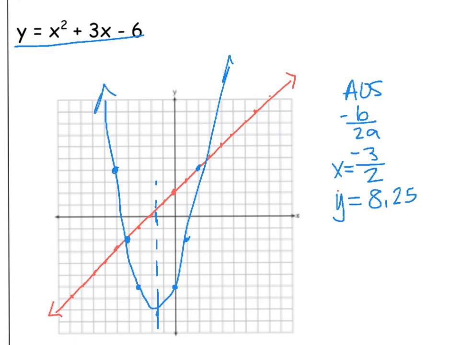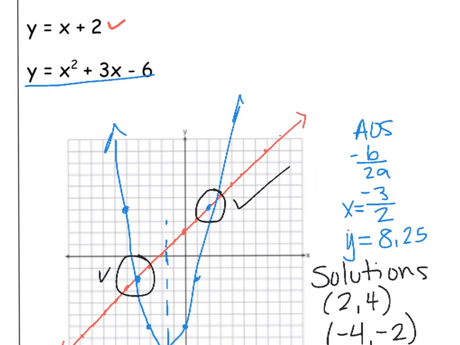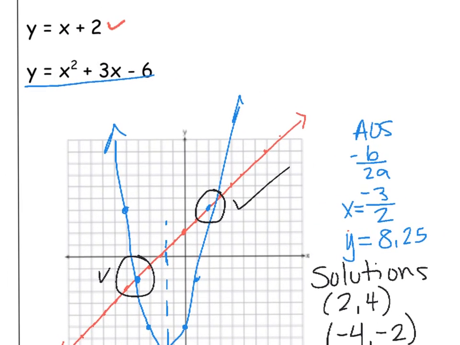So we're looking to see where the parabola and the linear equation intersect. So my solutions are those two circles. My solutions are at 2, 4. That's this one right here. And at -4, -2. That's this one right here. So if I plug both of these solutions into both equations, 2, 4 is true in both equations, and -4, -2 is also true in both equations.